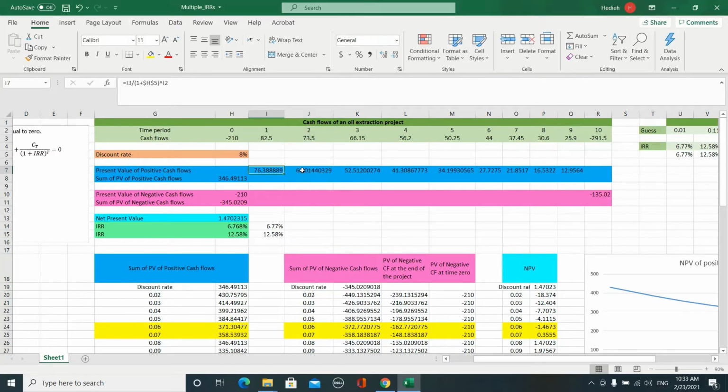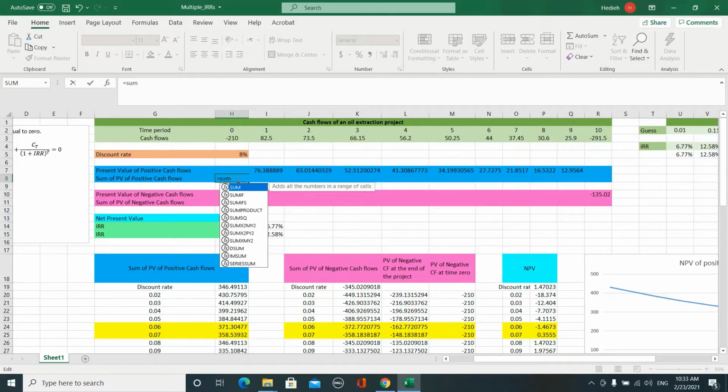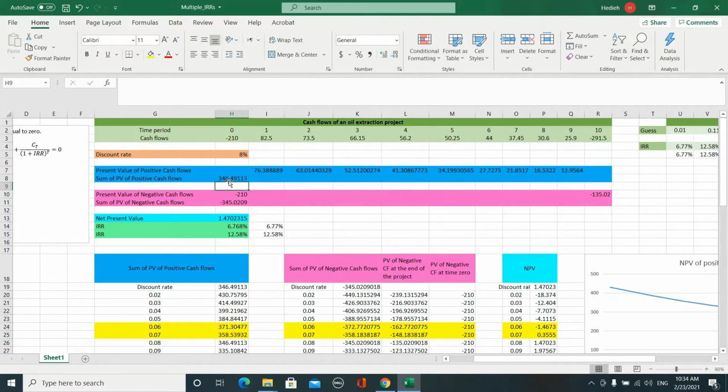So in this way, I calculate present value of all positive cash flows and then I add them together. In order to add them together, I use the sum function. So how do I use the sum function? You just write sum and then choose the sum function in Excel and then choose all the positive present values that you want to add together and then close the parentheses and click enter. So this is the sum of the positive cash flows that you have.